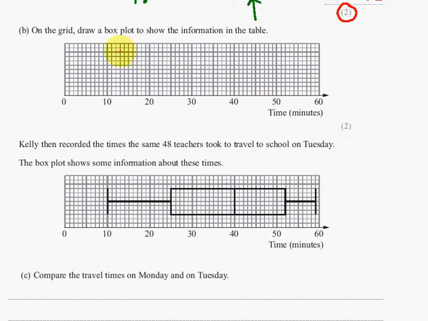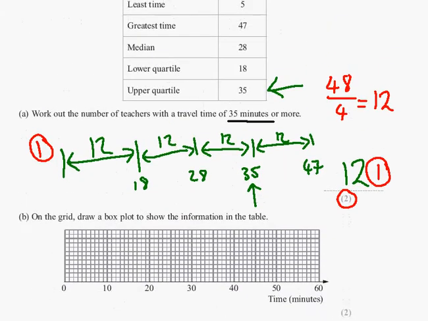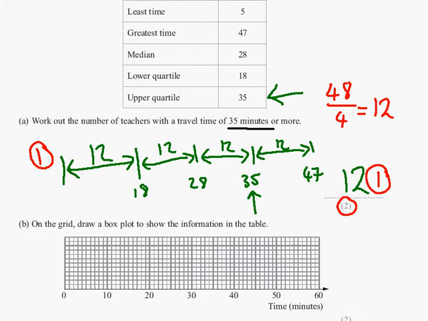Part B says, on the grid, draw a box plot to show the information in the table. So you have to know what a box plot looks like. You need to get your ruler, and it looks something like this. It doesn't have a line going through the middle. This here represents the median, this is the lower quartile, upper quartile, greatest value, and lowest value. So get yourself your ruler and start putting in this data.